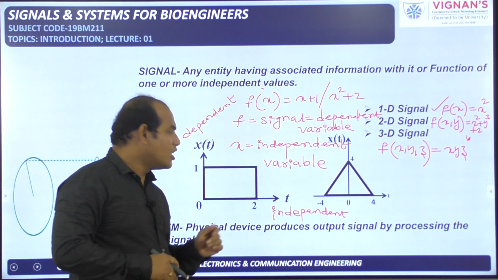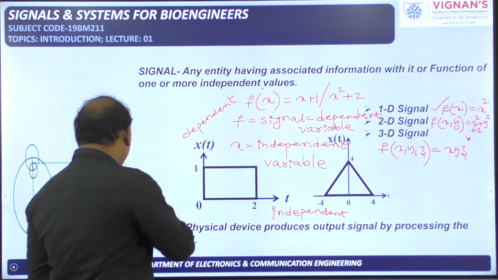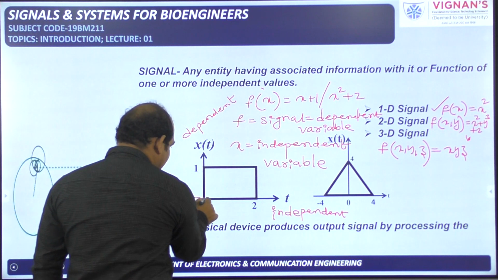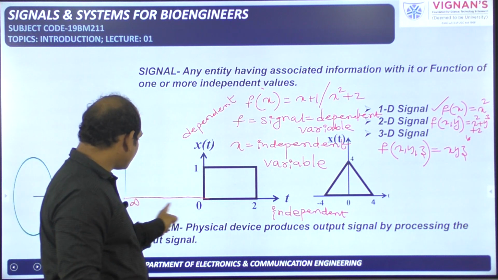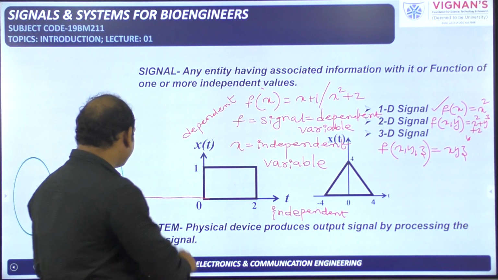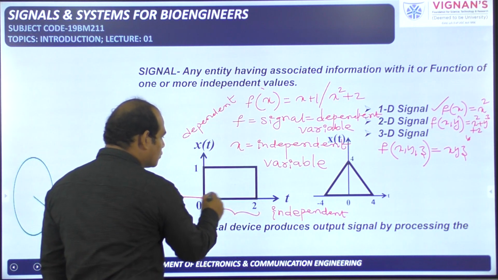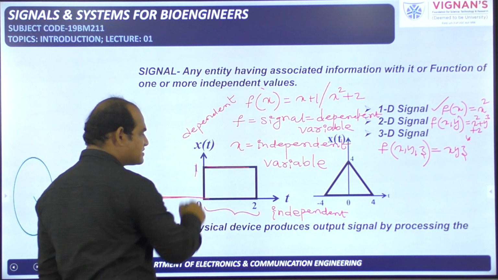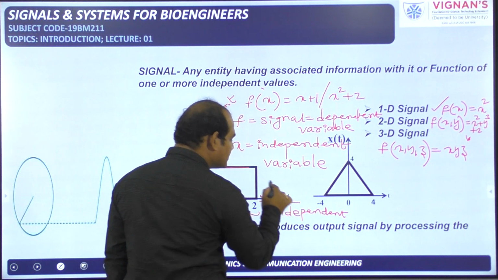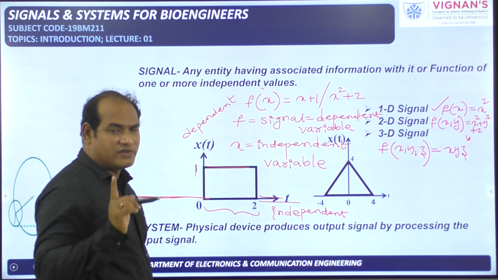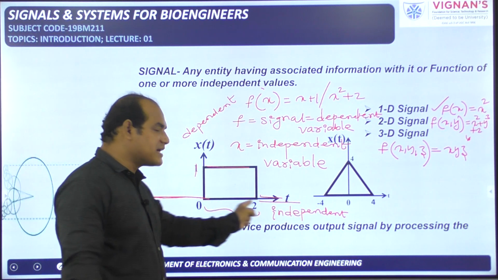Here I can tell, when t is from minus infinity to 0 (the x-axis can be extended like this), what is the amplitude of this particular signal? 0 only. But when t is changing from 0 to 2, the amplitude is 1. It is fixed at 1. When t is from 2 to infinity, the amplitude is 0. So these three things we have to tell. Then we have covered the entire x-axis, the entire time axis.